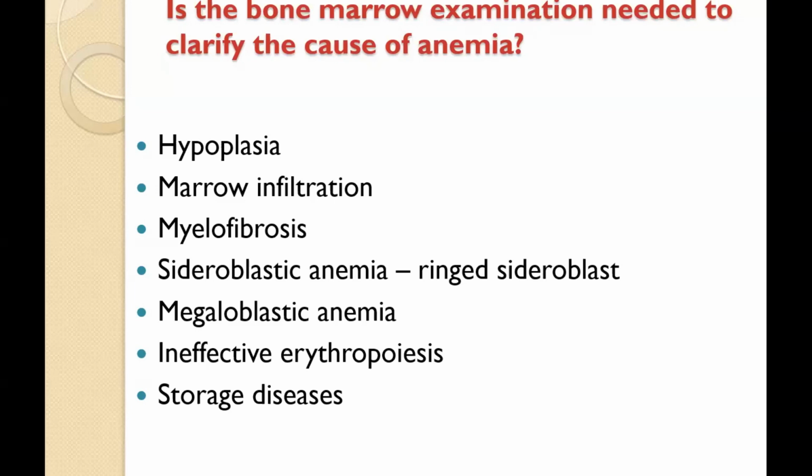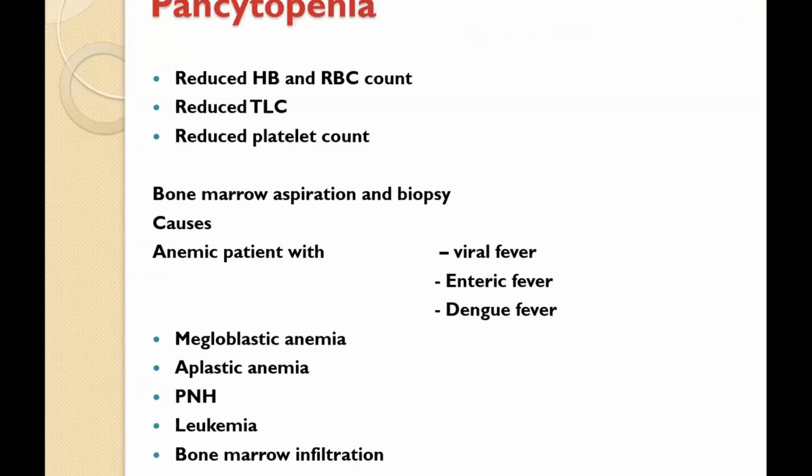But the purpose of bone marrow is not to diagnose megaloblastic anemia. The purpose is to rule out occult hematological malignancy. And in a storage disease, bone marrow has a definite role.